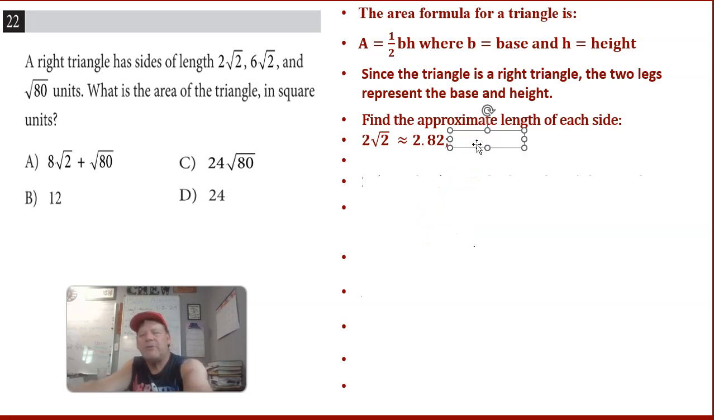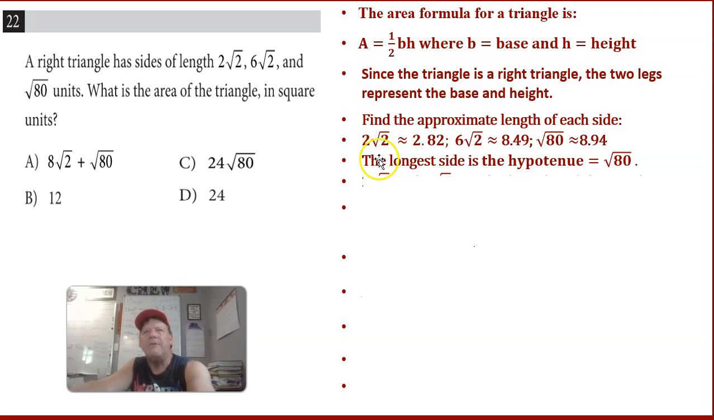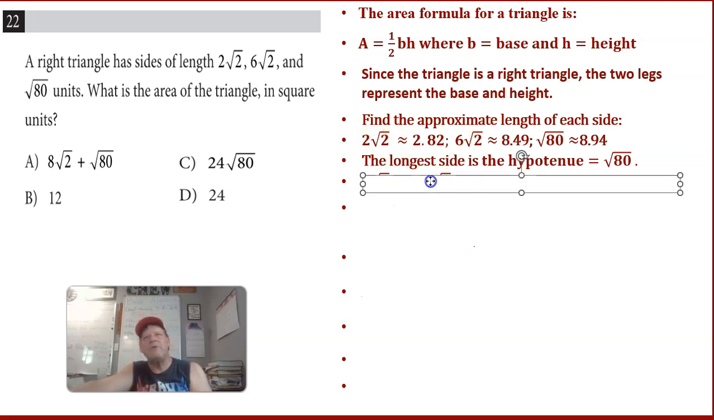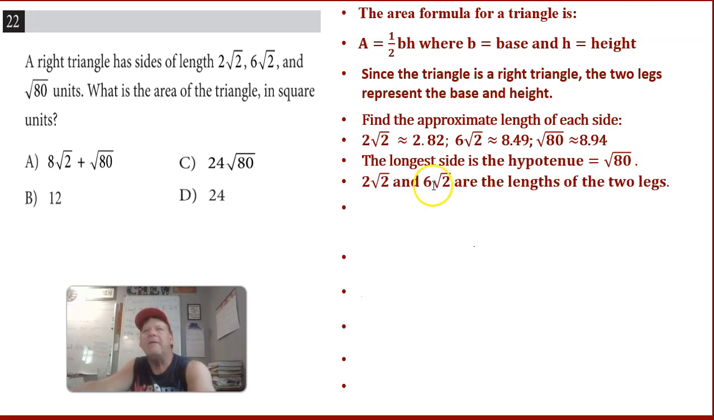And then we'll do our 6 square root of 2. You know it's bigger than that. That's 8.49. But now we don't know about the square root of 80. We know it's between 8 and 9. And it ends up being closer to 9. So that square root of 80 is your hypotenuse, which means that the 2 square root of 2 and 6 square root of 2 are the 2 legs.